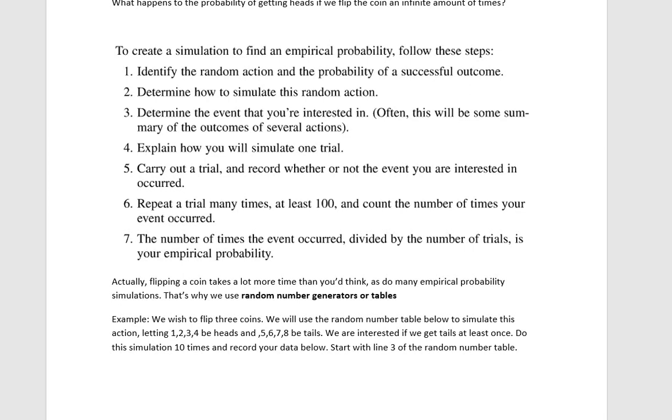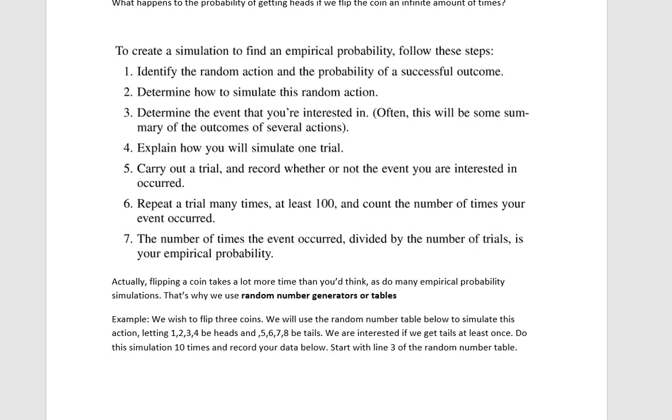Here's one of the things that we do when we're finding an empirical probability. First we identify the random action and the probability of a successful outcome. After that, we determine how to simulate this random action. So are we going to roll a die? Are we going to flip a coin? Are we actually going to look and record these things? We want to determine the event that we're interested in. We want to explain how we'll simulate one trial.